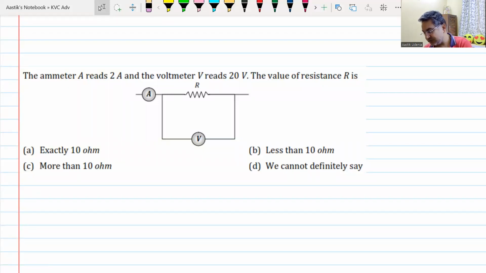Comes this question. An ammeter A reads 2 ampere and the voltmeter V reads 20 volts. What is the value of R? Similar question we have done previously.